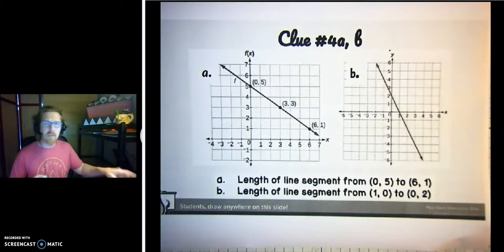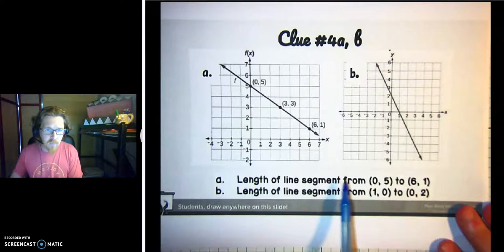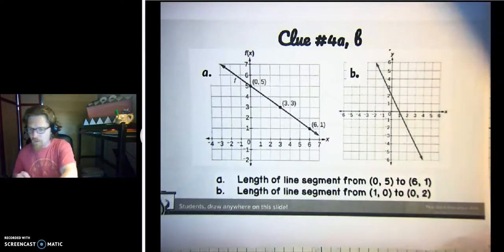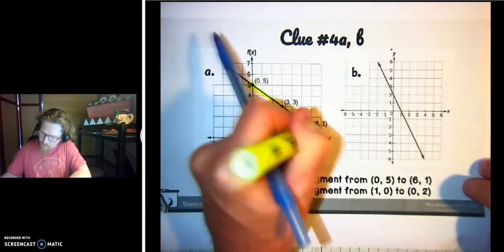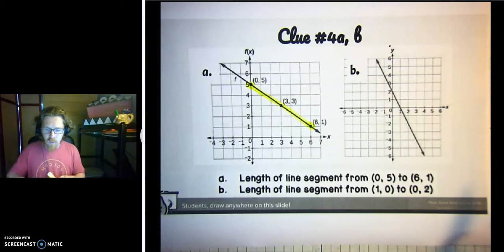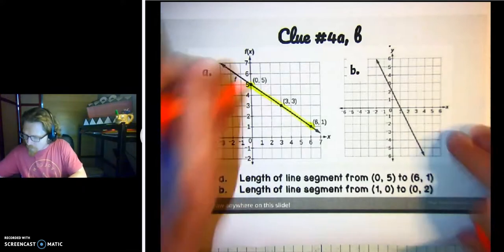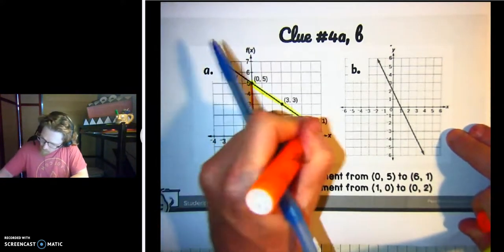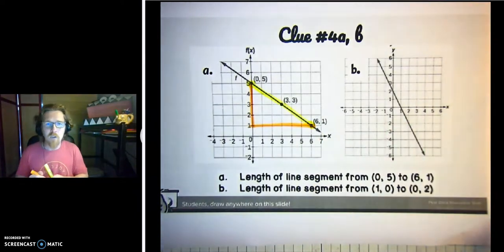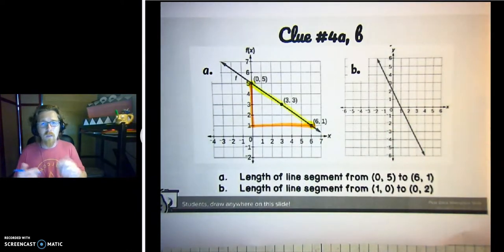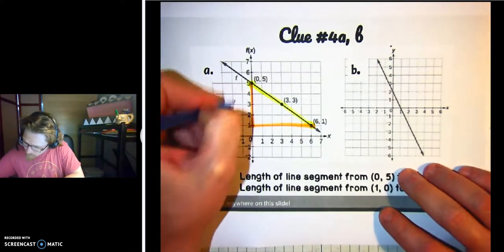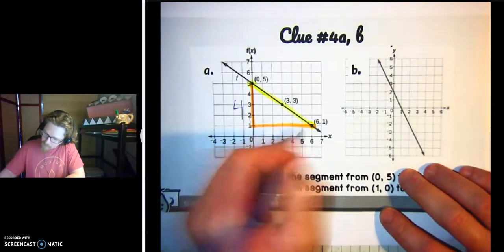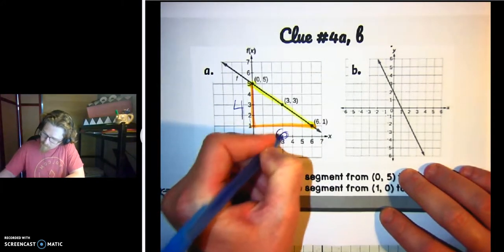Clue A and B. It says find the length of the segment from (0,5) to (6,1). That is describing the length of this segment. The only way that I know how to do that is to turn it into a right triangle and solve using the Pythagorean theorem. So I'm going to draw a line straight down and straight across. What's great about this being on the coordinate plane is I can measure that this is 4 units down, and this is 6 units across.